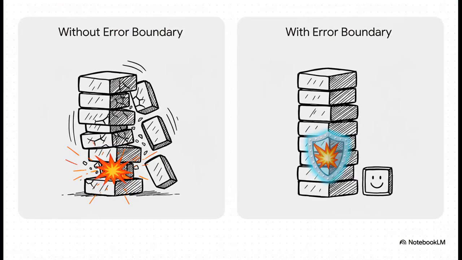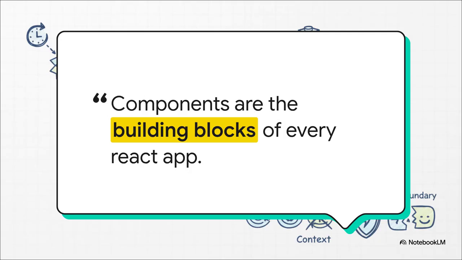One of the most powerful tools for this is an error boundary. See, without one, a single little JavaScript error in some tiny component can crash your entire app, leaving your user staring at a blank white screen. But if you wrap parts of your app in an error boundary, it'll catch that error and let you show a nice, friendly fallback message instead. It's a lifesaver.